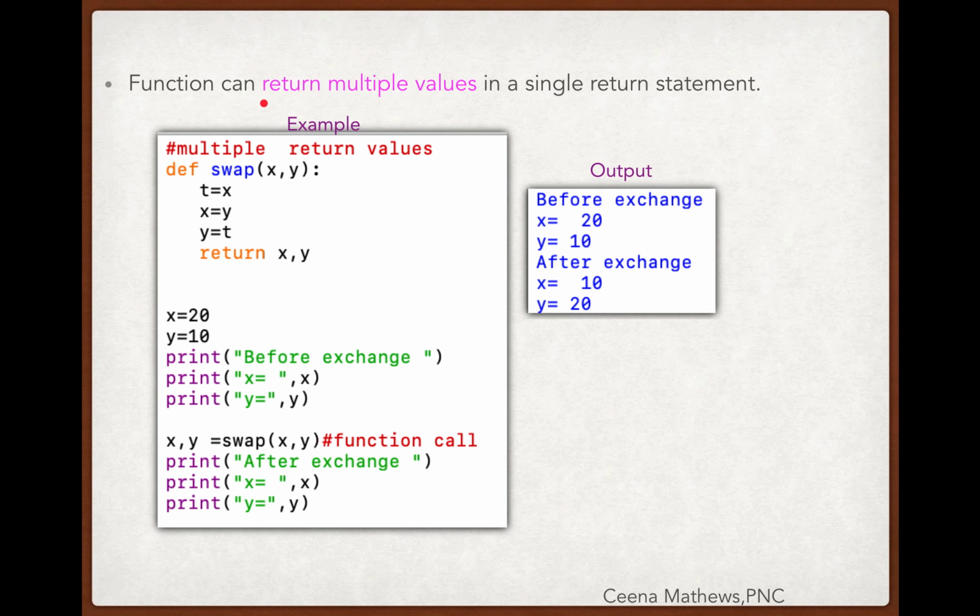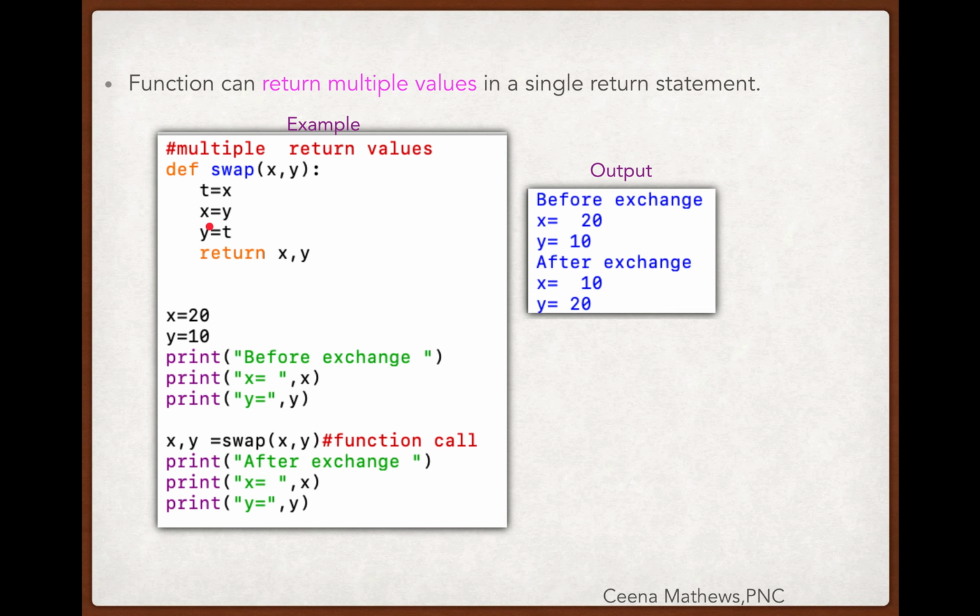A function can return multiple values in a single return statement. For example, in this example, the task is the exchange of two values, that is, the value in x is exchanged with y, where x is 20 and y is 10. We need to exchange these two values, that is, x has to become 10 and y has to become 20. In order to do this exchange, we use this function.